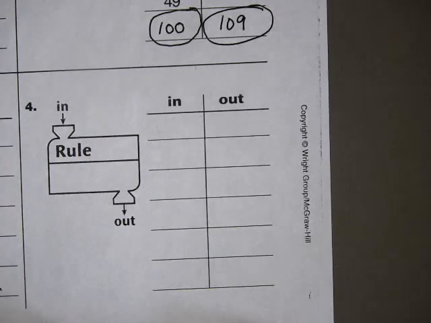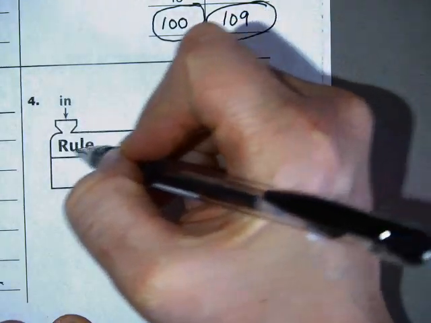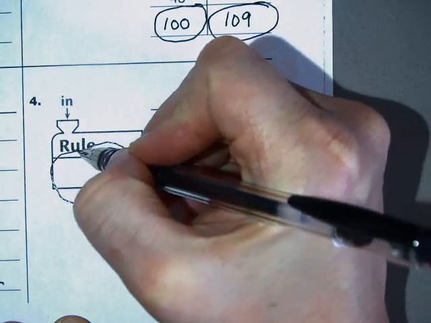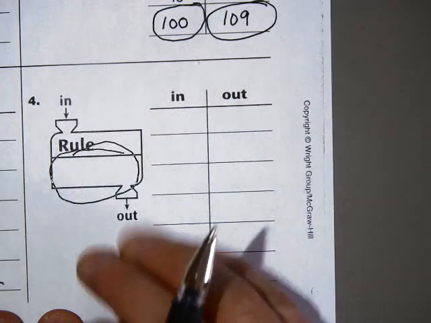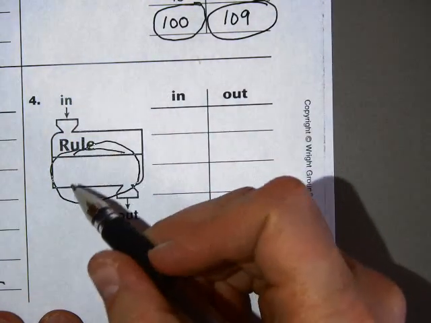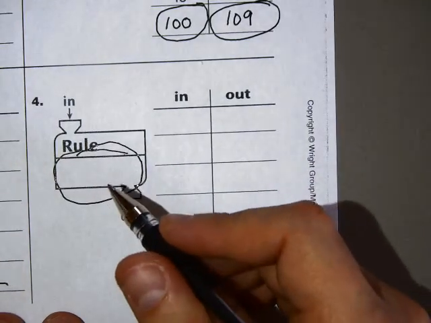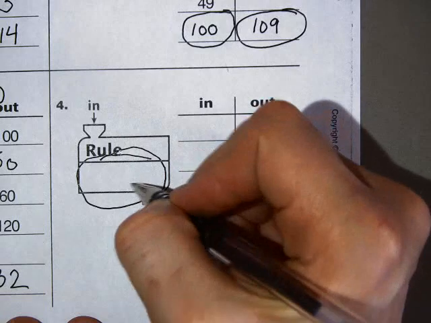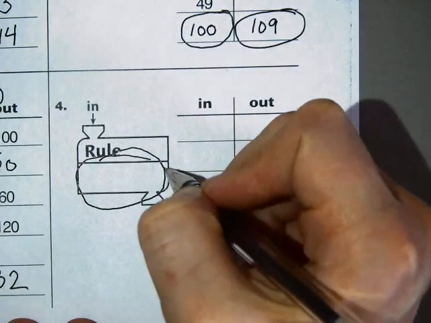Now for this last one, number 4, this is probably the most fun for you because you get to make up your own rule. It doesn't have to be anything that anybody tells you. This one is yours. So you could say add 25, you can say add 42, you can say subtract 91, you can say multiply by 5. Whatever rule you want to make up that you know you can do.